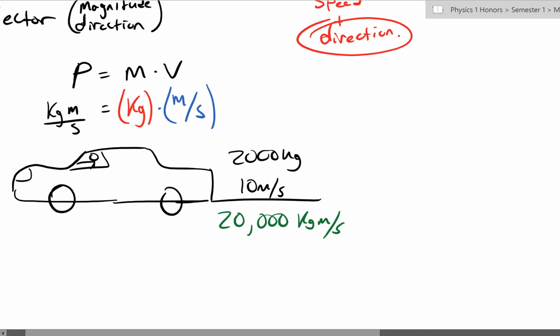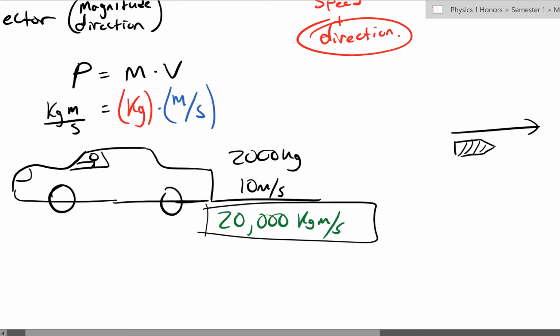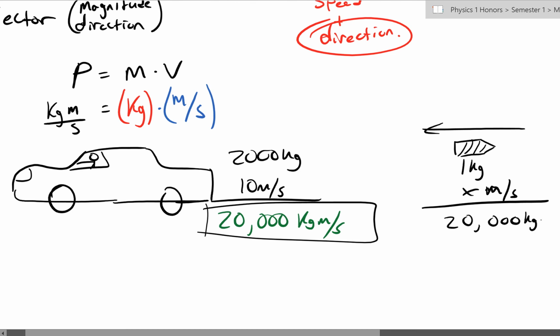Now, I could have something else traveling with the exact same momentum, even if it's much smaller. So if, let's say, for example, we had a bullet. It is traveling in the same direction as our car. It only weighs, let's say it's a big bullet, like a 50 caliber round or something. Let's give it a different mass. Let's say 1 kilogram just for the sake of easy numbers. A 1 kilogram bullet, insanely large. We have no idea how fast it's going. It is blank meters per second. But we know that it has the same momentum, 20,000 kilogram meters per second.